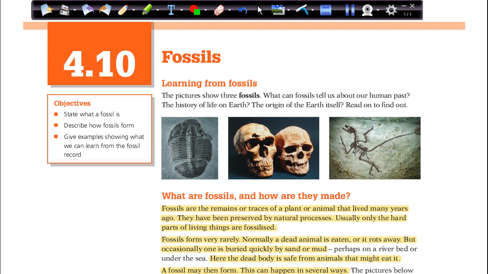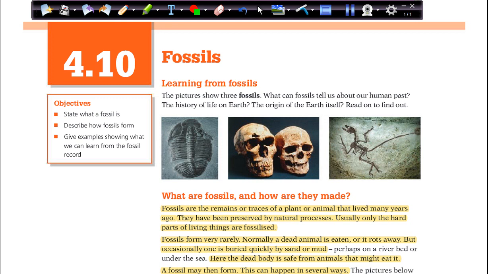Today we will study fossils. This is a new lesson about fossils. We will learn what a fossil is, and we will describe how fossils form. We need to see an example that shows what we can learn from the fossil record, and we will understand what a fossil record is.